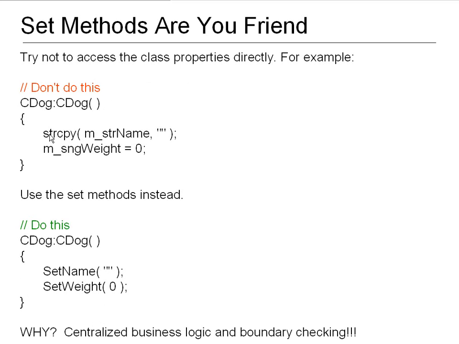In the constructor, try not to access the class properties directly. So for example, don't do string copy and then weight equals 0. Use the set methods instead. Set name to a blank string, set weight to 0. Why? Centralized business logic and boundary checking. It is way too easy to put in bad values or to have bad values passed in.